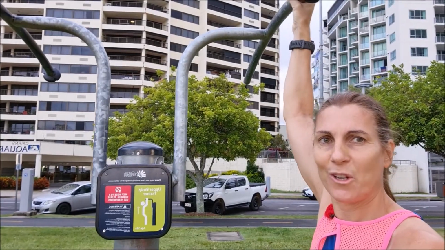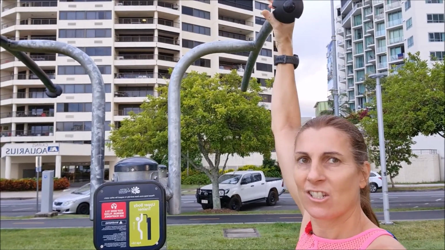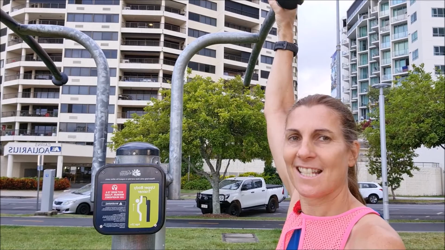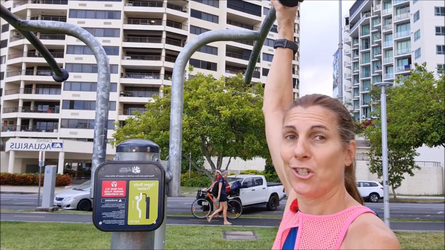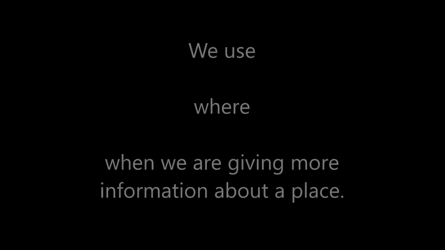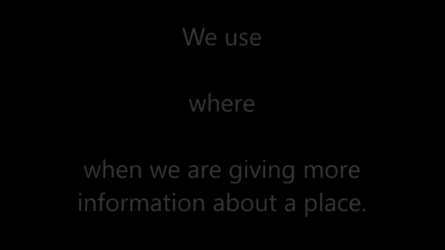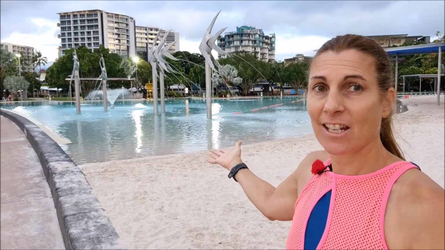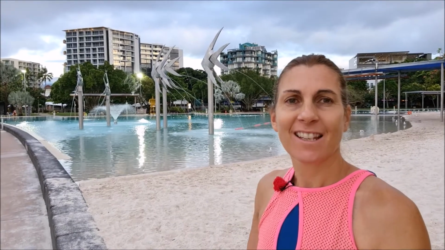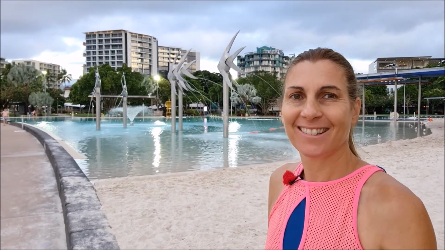So this is one of the exercise machines. You can use it to do pull-ups. So this is one of the exercise machines that you can use to do pull-ups. This is the lagoon. People can swim here. This is the lagoon where people can swim.